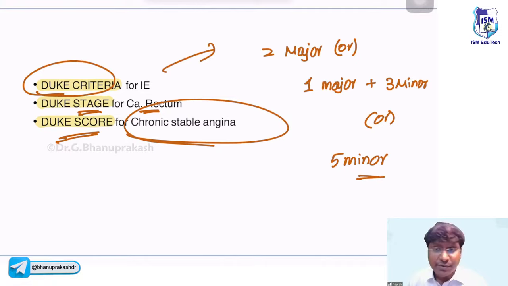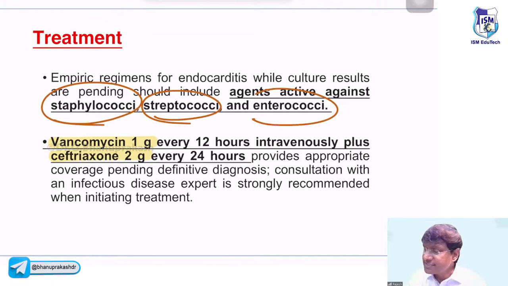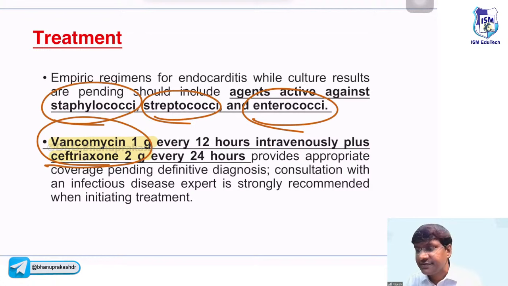And how do you treat these patients with infective endocarditis? Initially, you need to start with empirical antibiotics. The empirical antibiotics will be covering the most common organisms. What are those most common organisms? That is staph, strep, as well as enterococci. And the empirical antibiotics that you need to start are vancomycin as well as ceftriaxone. And the next important treatment will completely depend upon what exactly is the culture and sensitivity.